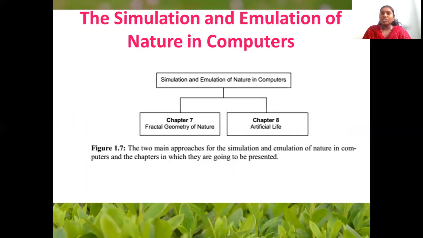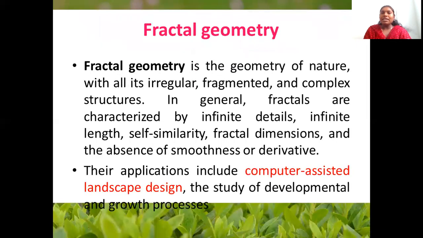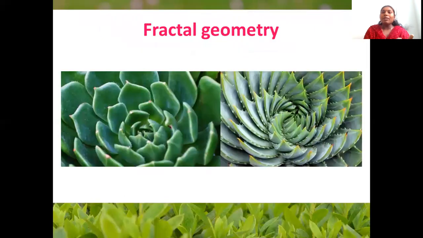And the second branch of nature inspired computing is simulation and emulation of nature in computing. So we are going to simulate and emulate the natural system. Here it has two branches: one is fractal geometry and the next one is artificial life. Fractal geometry is like developing a system like this. A small portion is developed and iterated again and again to create a structure. This is a mathematical formula, and that is called fractal geometry, like you have L-systems and all.